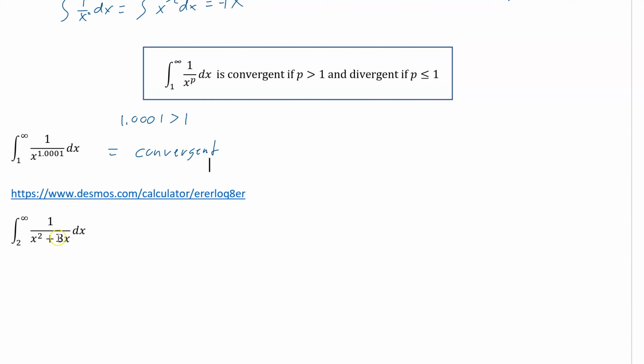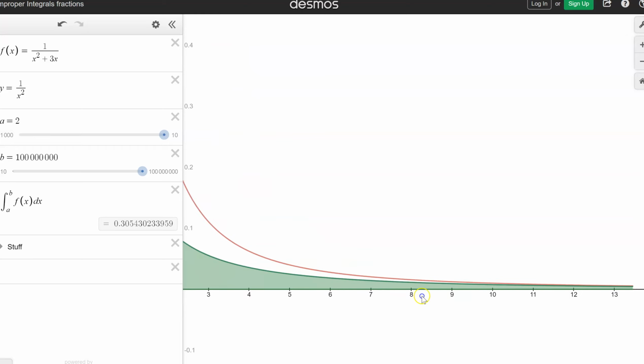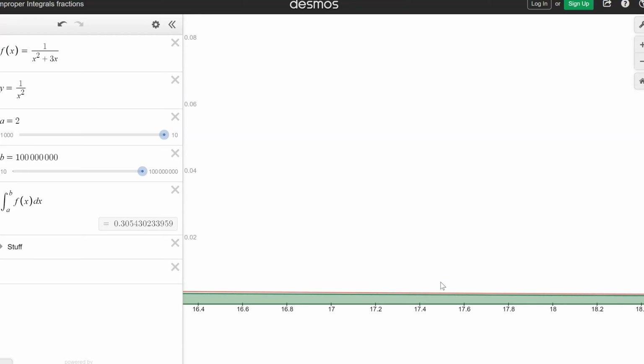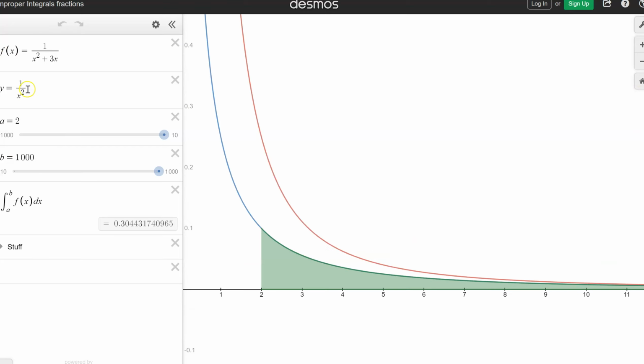So let's try it here. Now it works the same way. If you think about it, I'm going to show you a picture of it with the Desmos graph. So we know that the 1 over x squared right here is actually going to be bigger than this because the plus 3x is just going to add more to the denominator, making it smaller. So this has to be bigger. And we know that this one's going to converge because our p is greater than 1, right? It's a 2. So we already know that's going to converge. So you can see if this one is going to converge, then the one below it also has to converge. Look at it. If you see here, how is it always bigger? It looks like they're the same, right? But if you zoom in, you can see, yes, the red is bigger than the green. So if this one's converging, so is this one.